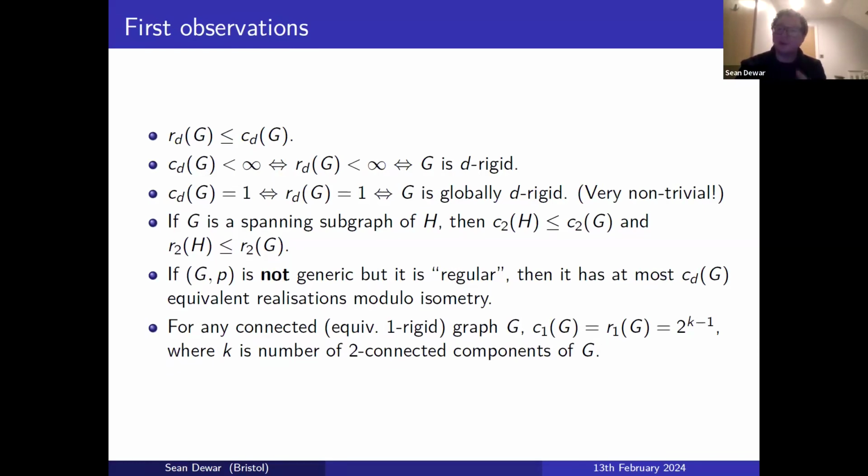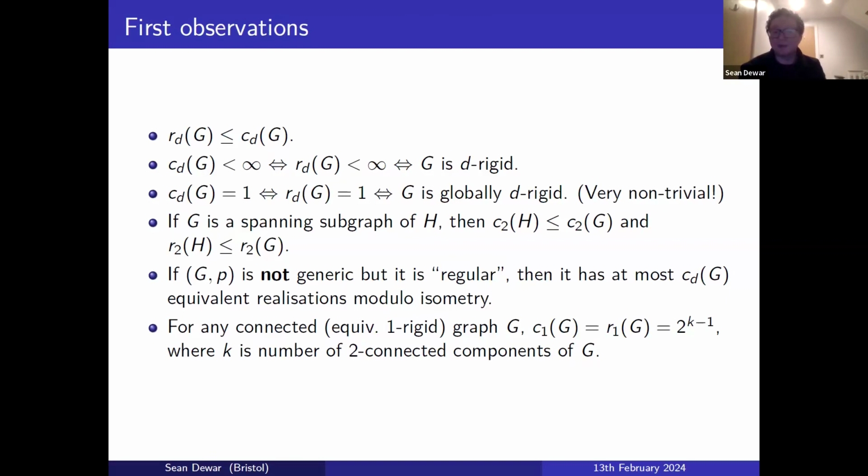If you have a framework that's not generic, but it's regular in a kind of differential geometry sense, then you can actually still bound its number of realizations by the complex realization number. But that's not necessarily true with the real realization number. You have to be a little bit careful. So this realization number is quite useful. You can use it to bound the realizations of any framework, or most frameworks, as long as they're kind of well behaved.